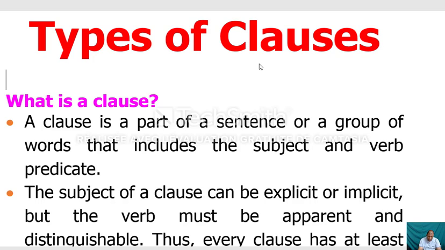When I speak about predicate, it means the verb and what comes after the verb. So predicate is either the verb alone when there is nothing after it, or the verb and what comes after it. It depends on the sentence you are analyzing.